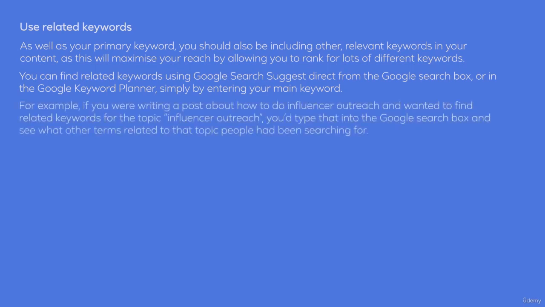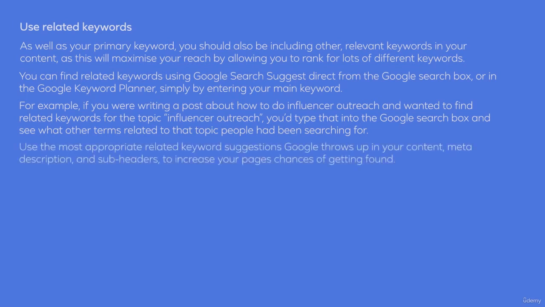For example, if you were writing a blog post about how to do influencer outreach and wanted to find related keywords for the topic influencer outreach, you'd type that into Google's search box and see what other terms related to that topic people had been searching for. Use the most appropriate related keyword suggestions Google throws up in your content, meta description, and subheaders to increase your page's chances of getting found.